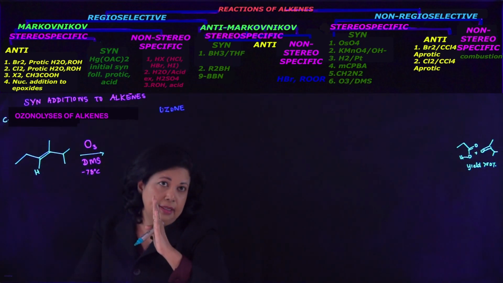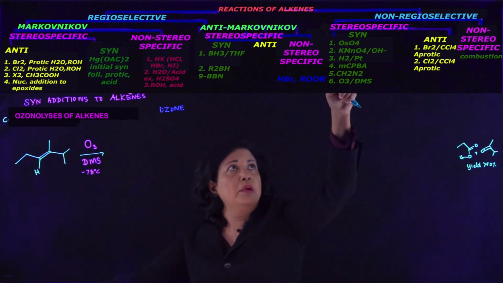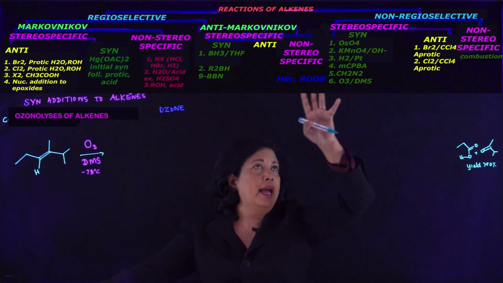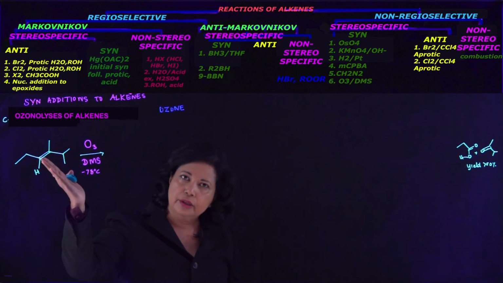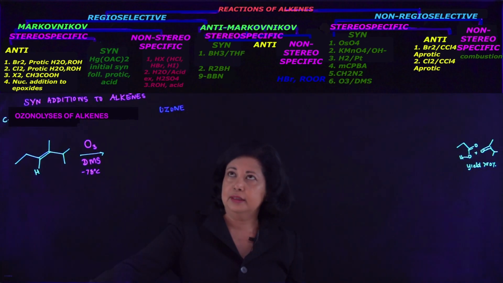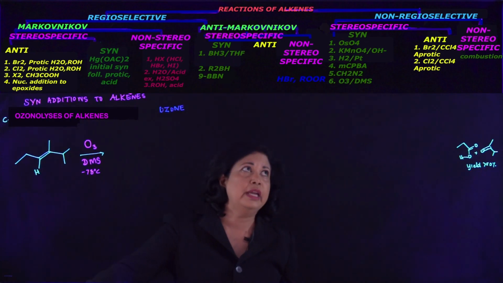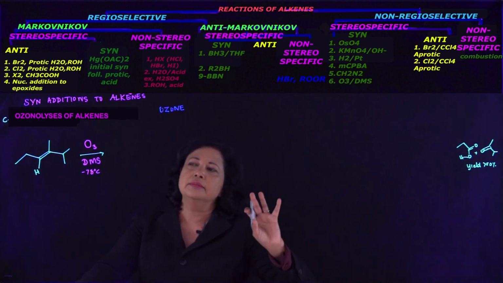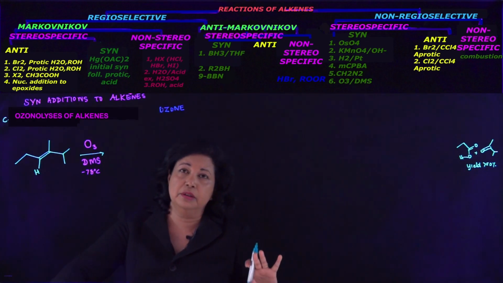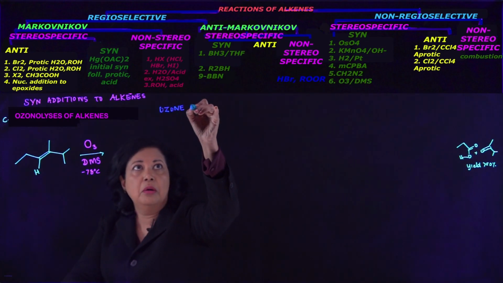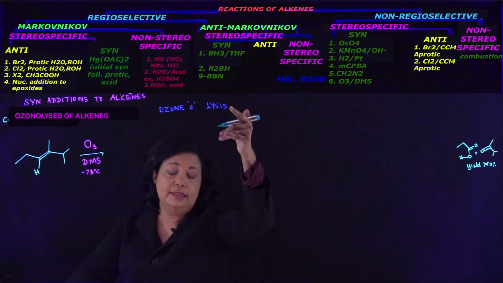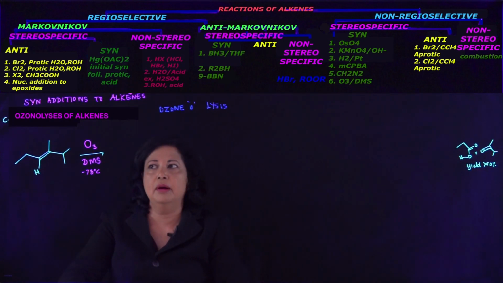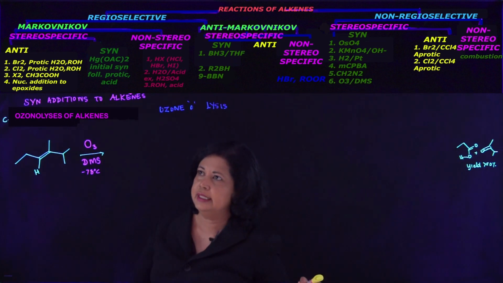Pi and sigma. This and the KMnO4 hot are the two reactions here that actually cleave the entire double bond, pi and sigma bonds. So this is one of the few reactions that's very, very reactive. You might even say corrosive because it really chews up your bonds. Ozonolysis. Lysis is just hydrolysis where you break up a bond. All right, let's go. Let's see what this looks like.